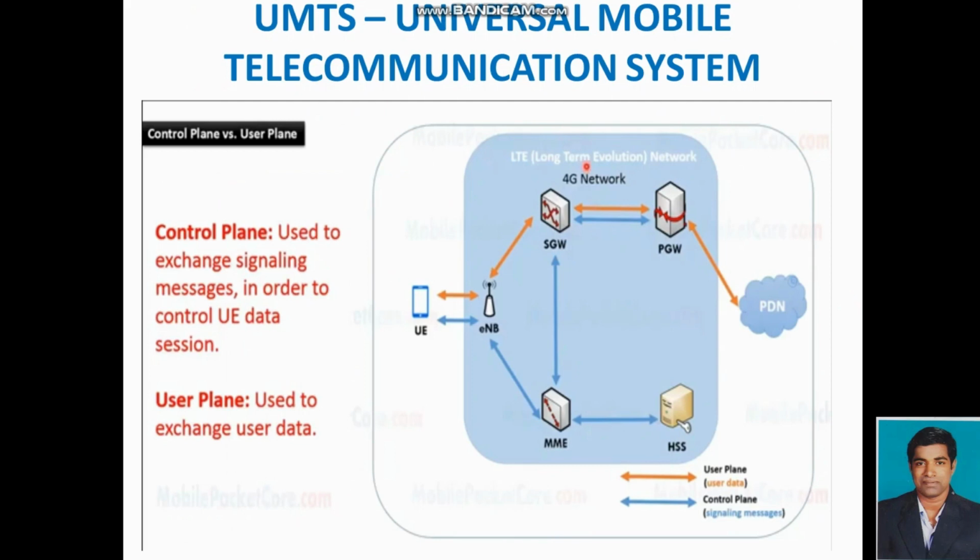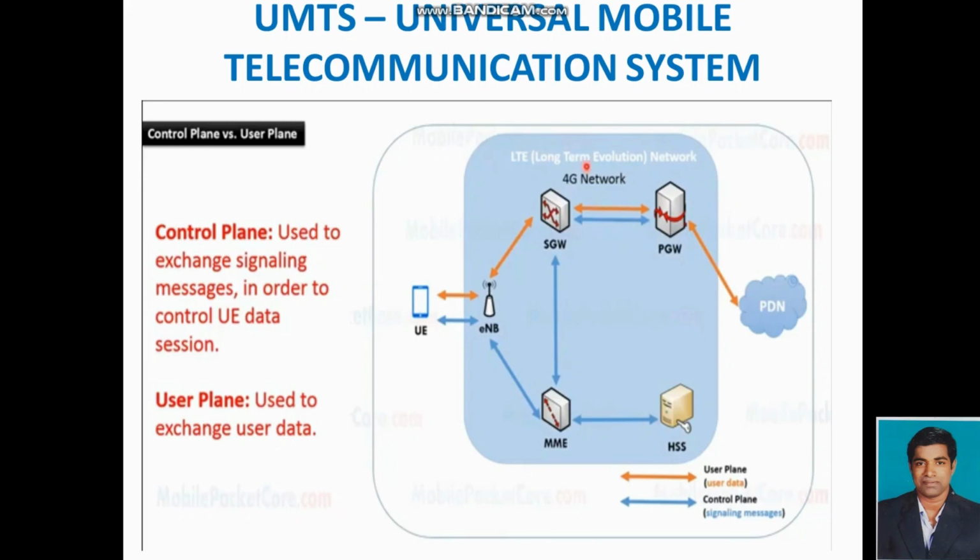UMTS stands for Universal Mobile Telecommunication System. This UMTS consists of control plane and user plane. The control plane is used to exchange signaling messages in order to control the UE data session. The user plane is used to exchange user data.